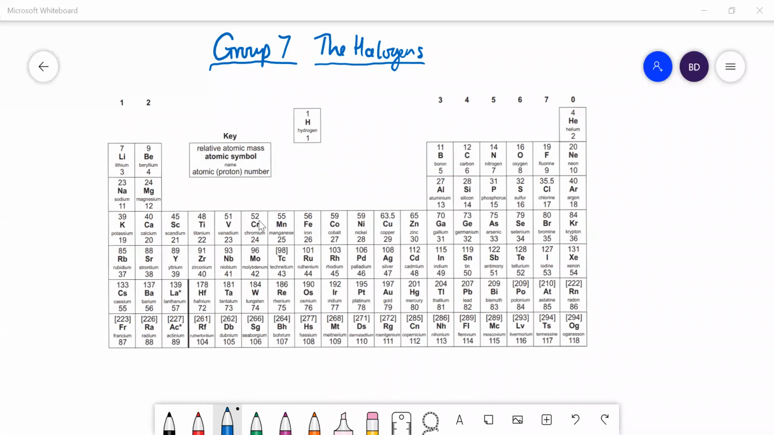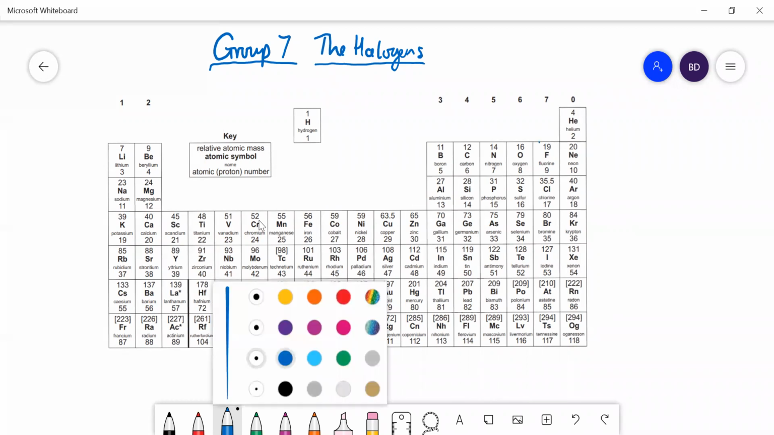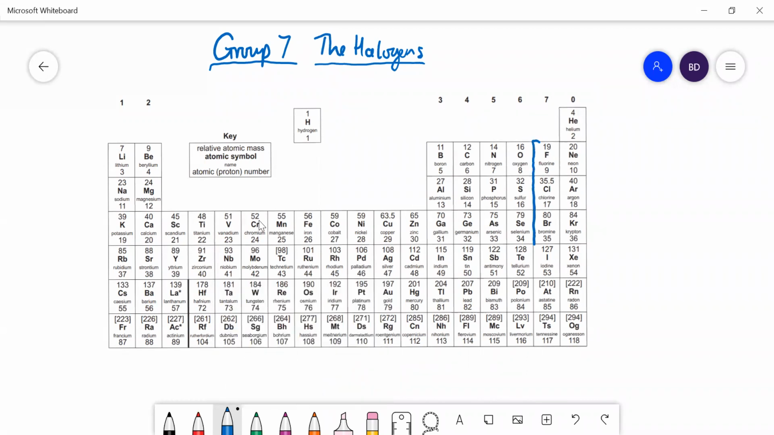Okay, this video is about group 7, also called the halogens. So here's group 7. We have fluorine, chlorine, bromine, and iodine. Those 4 elements. I'm going to ignore astatine there because there's only a very, very small amount of it in the Earth's crust. It's radioactive. And somebody's worked out 30 grams of it in the entire Earth's crust.